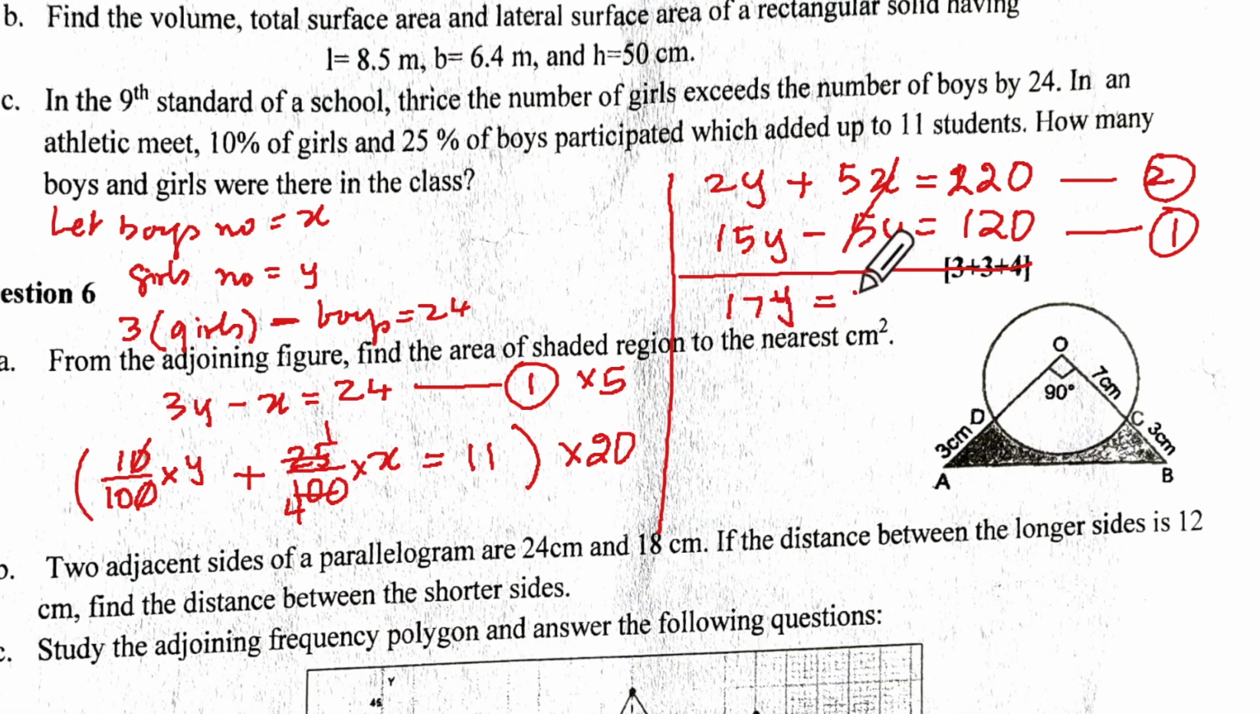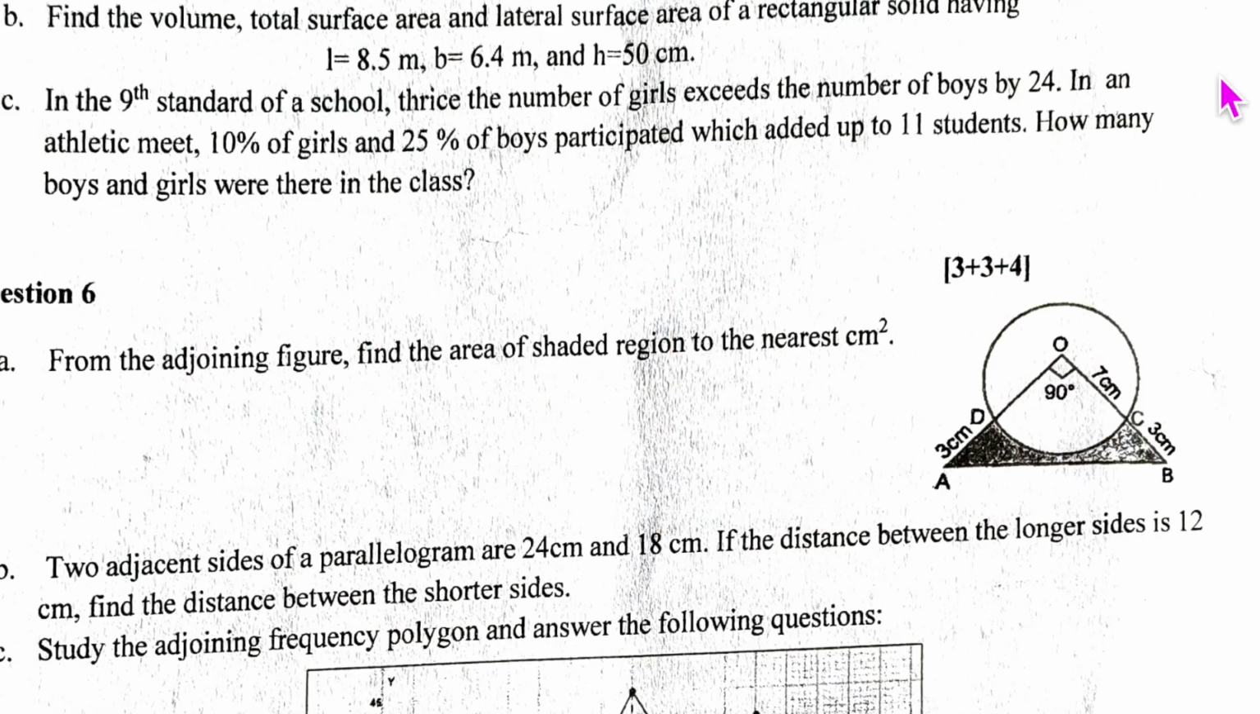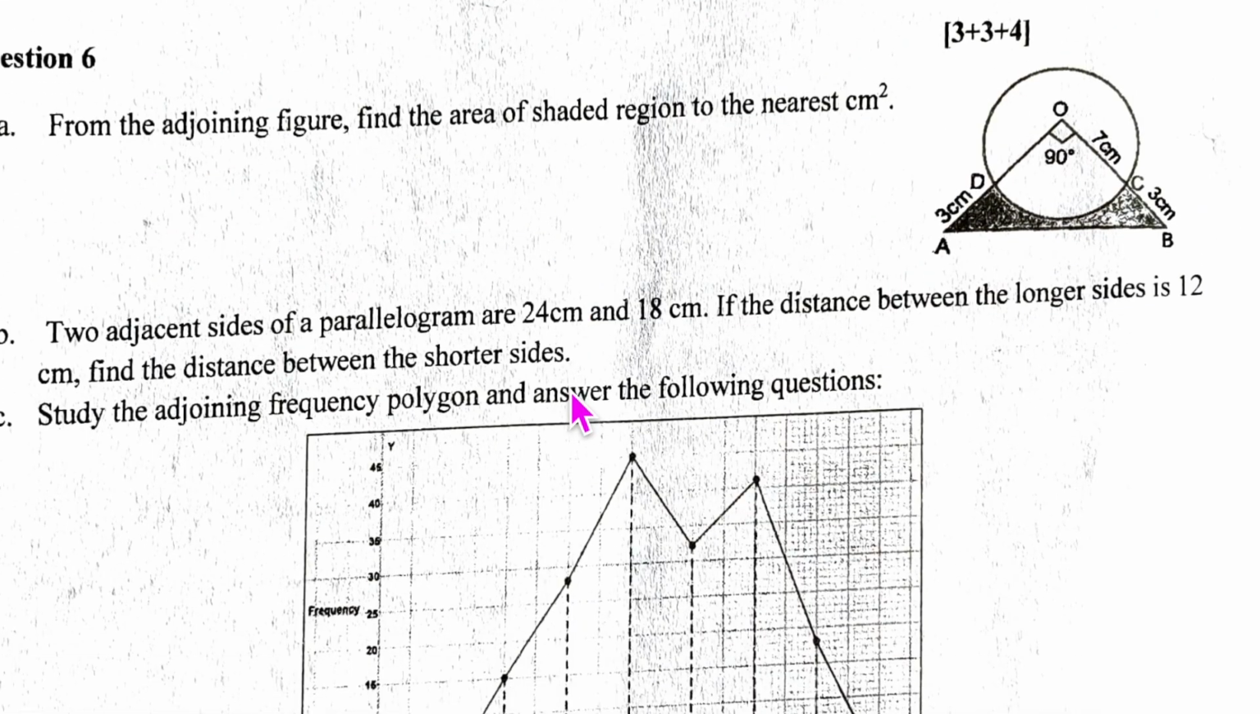17y is equal to 340. So y will be equal to 17 2's means 20. Substitute and get the value of x. Can you do it? Yes, tell ma'am. Fast. Only discussing now.